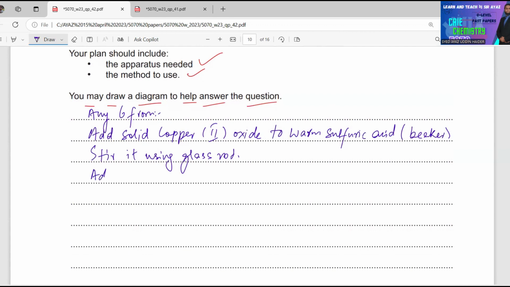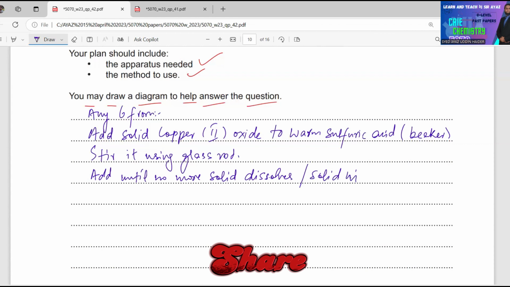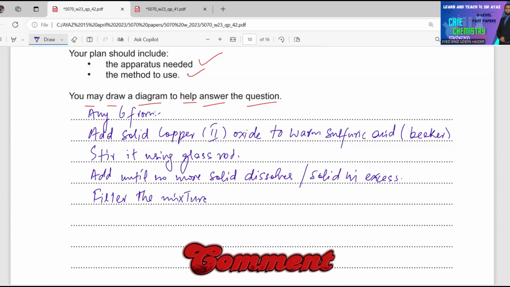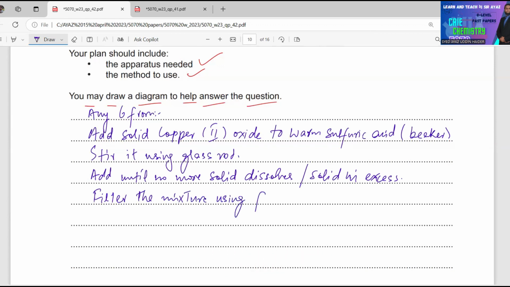Now in the next step, add until no more solid dissolves, or solid in excess. It means no more is reacting. The next part must be filter. You filter the mixture using a filter funnel.